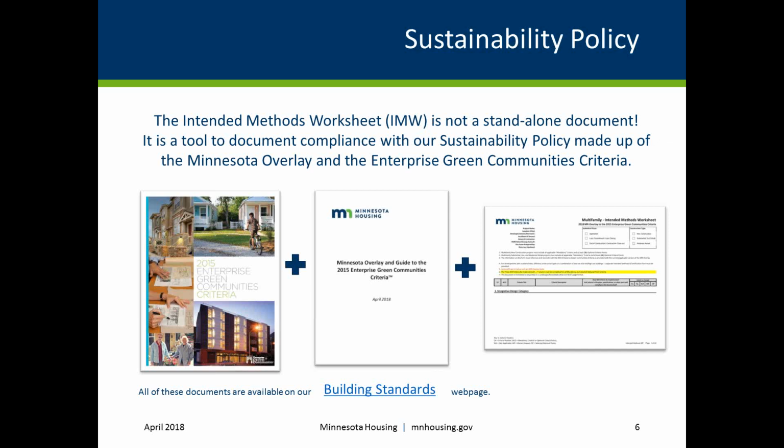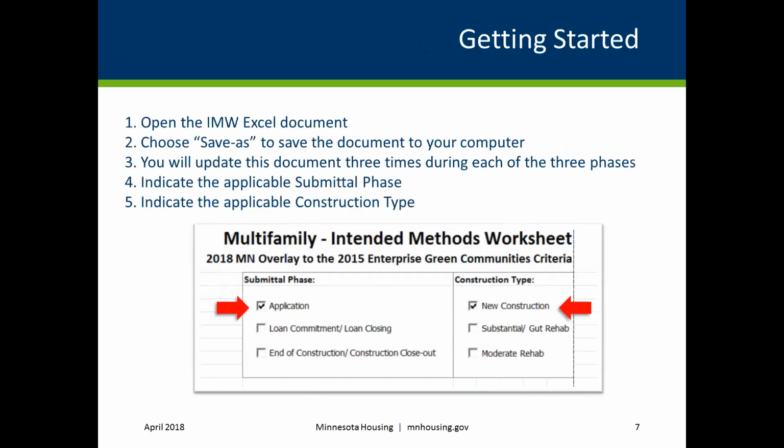Criteria items written in red text in the Intended Methods worksheet are those that have been revised through the Minnesota Overlay. Note that the Enterprise Green Communities is updated by Enterprise every 3 to 4 years. Minnesota Housing updates the Minnesota Overlay and the Intended Methods worksheet annually in April for our consolidated RFP. Download and choose Save As to save the Microsoft Excel Intended Methods worksheet.